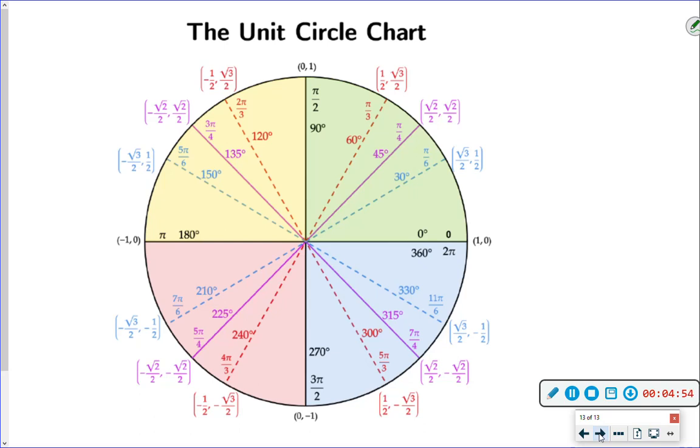Sine positive 1/2. What are the two answers where sine is positive 1/2? 30. And, of course, 150. Why do any more work than that? I'm going to click clear back to the front and write 30 and 150.